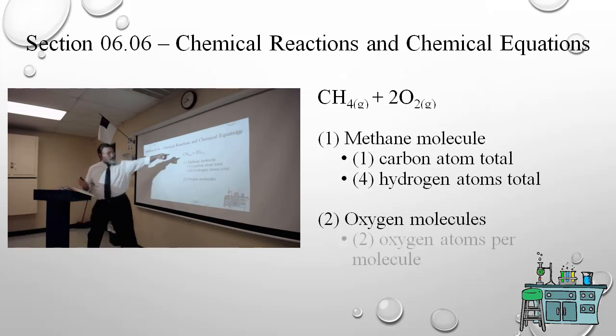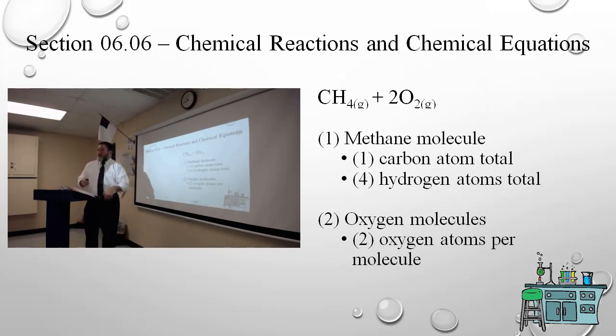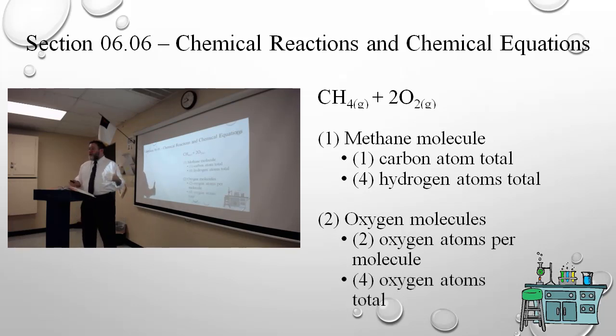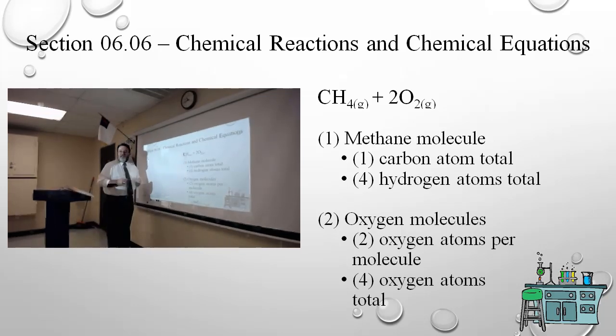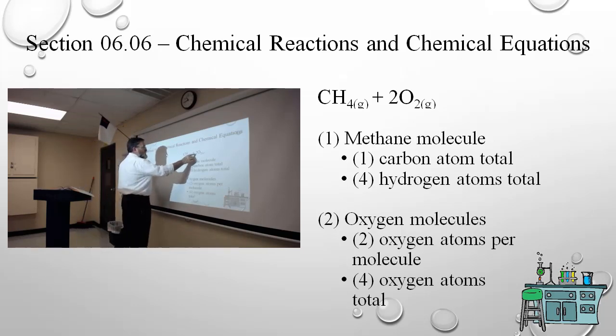Each oxygen molecule has 2 oxygen atoms in it, right? Because it's a homonuclear diatomic. So we have 2 oxygen atoms per molecule and 2 molecules for a total of 4 oxygen atoms altogether. So again, up here we don't have a 1 in front of the methane because 1s are always implied. If there wasn't at least 1 methane, we wouldn't have it on the board. There's got to be at least 1 for it to even show up in the reaction. And if there's more than 1, we indicate that. If we don't indicate how many, it's always assumed to be 1. So we have 1 methane, and we have 2 oxygens. Each methane has 1 carbon and 4 hydrogens, and each oxygen molecule has 2 oxygen atoms.